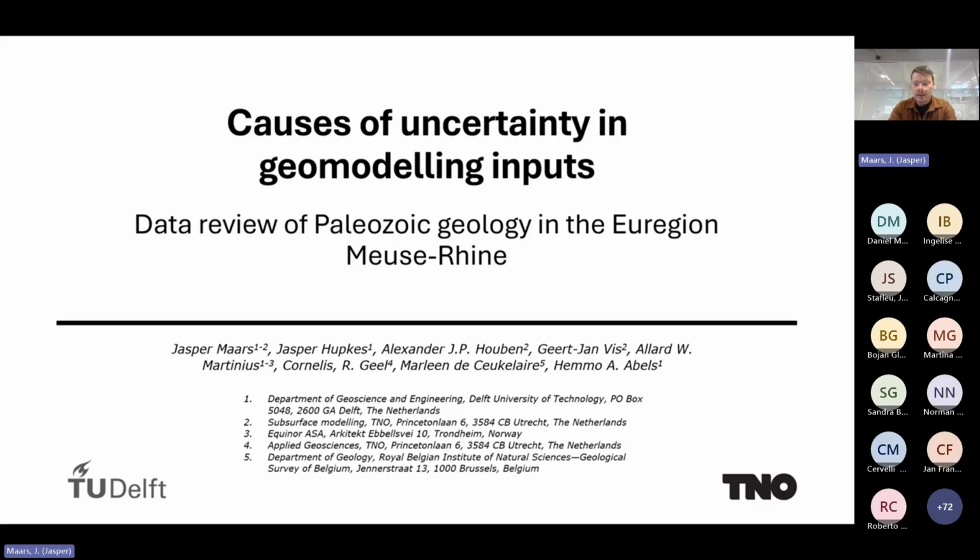And this examination of uncertainty was done through a data review of Paleozoic geology in the Euregion Meuse-Rhine. That's a region located at the triple junction between the Netherlands and Belgium and Germany. And important for my Dutch colleagues in TNO to realize about this region is that the Paleozoic geology is completely different than most of the geology elsewhere in the Dutch subsurface.